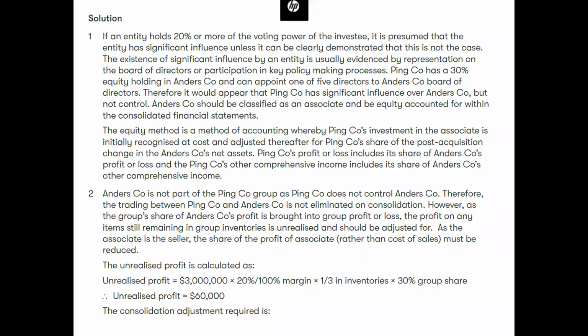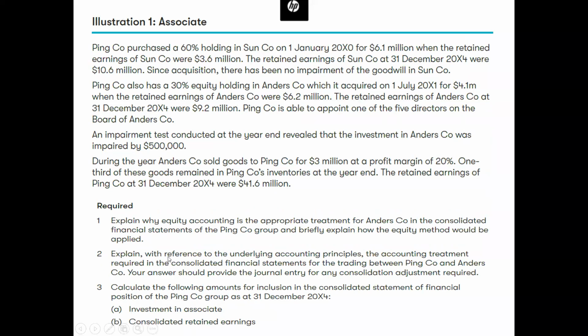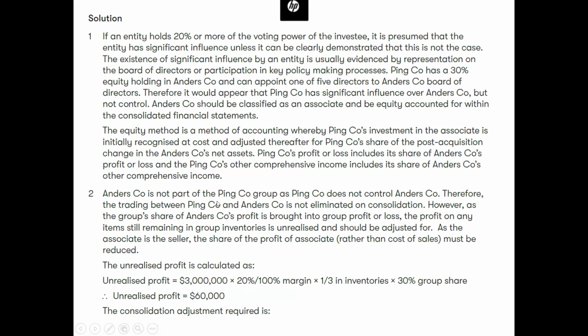Okay, so the next explanation, they also tell me with reference to the underlying accounting principles, explain the accounting treatment required to consolidate the financial statements for the trading between Ping and Anders, and provide a journal entry for any consolidation adjustment required. So they want me to explain how I will treat this sale that took place. Okay. And now it's important to understand the following. Because there's not control, I'm not part of the same group. I'm not seen as one. So it doesn't mean that my transaction needs to be eliminated.